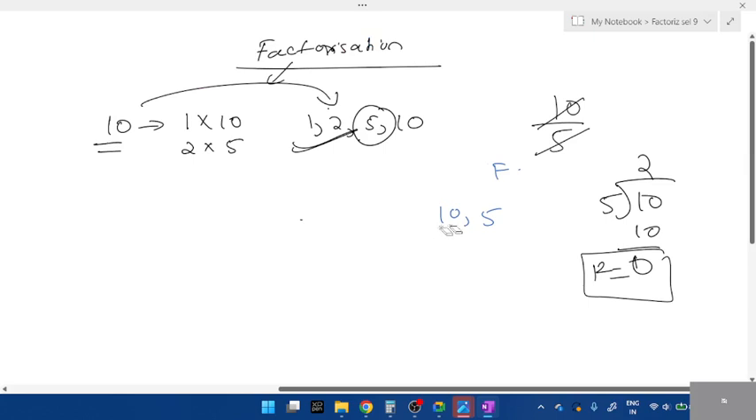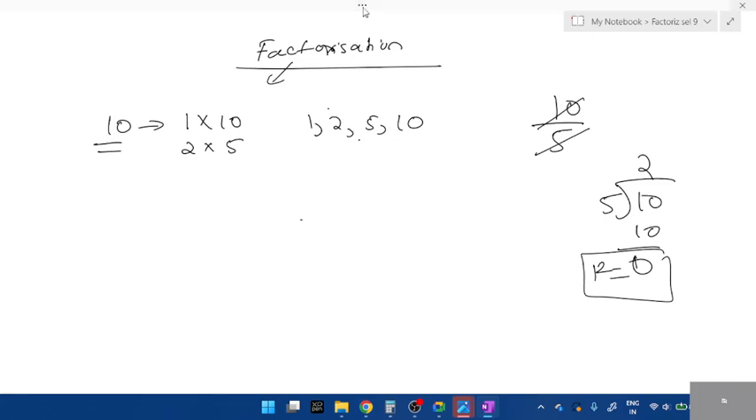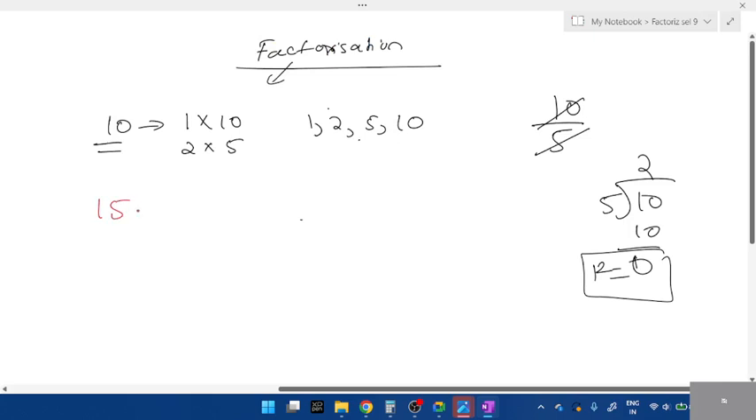Alright. So what are the factors of 10, students? All of you tell me the factors of 10. 1, 2, 5 and 10. Now, what are the factors of 15? I want all of you to respond. 15 is 3 into 5, and 5 threes repeats the same. The factors are 1, 3, 5 and 15.